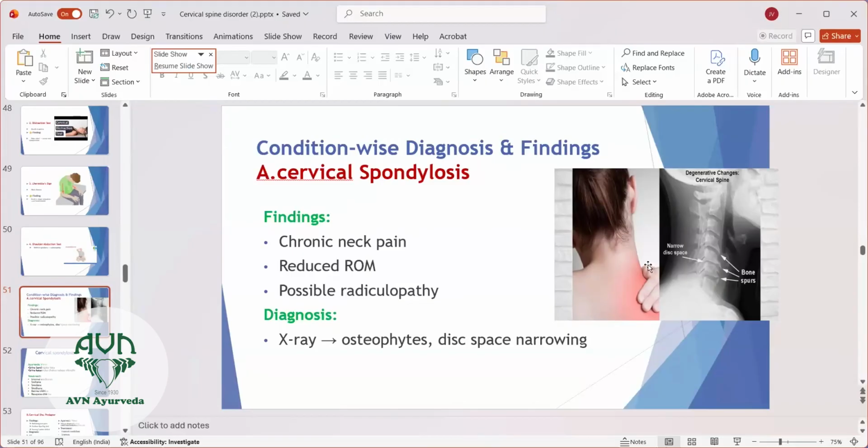And if the osteophytes irritate the soft tissues, the muscles and ligaments in and around the cervical spine, that will lead to cervical muscle stiffness. If they irritate the nerve roots, you can observe radiculopathy. While taking the X-ray, usually in cervical spondylitis we see straightening of the cervical spine. You can also see all the osteophytes and the disc space narrowing.